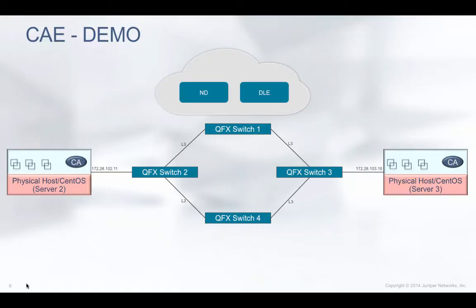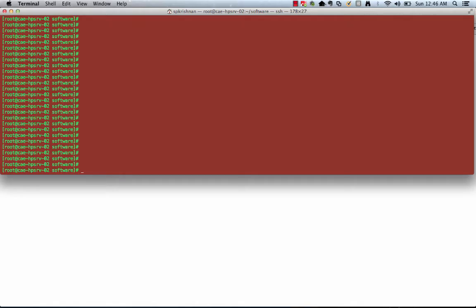Now, let us look into more details on how the CAE components are configured to work together. First, we'll look at how to configure the compute agent. After the compute agent is installed, you must configure the compute agent. In this case, we are using the bare metal server, so we will provide native as option. Ensure that you provide the FQDN for the compute agent.